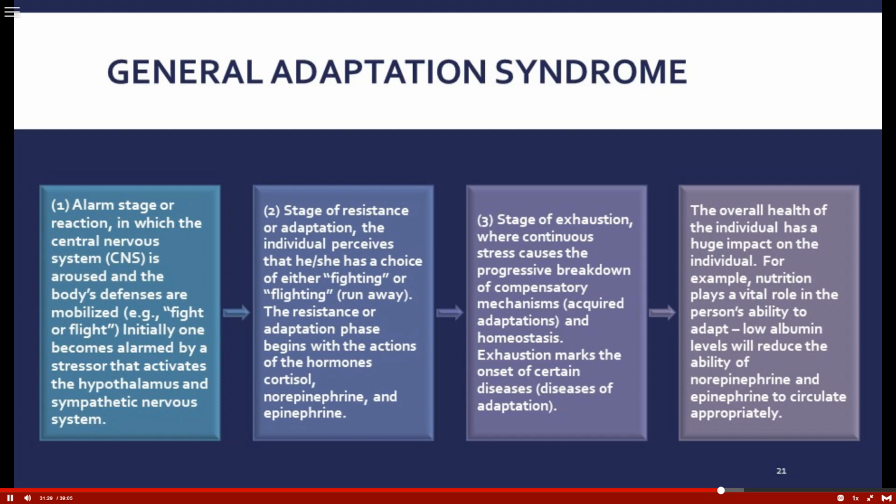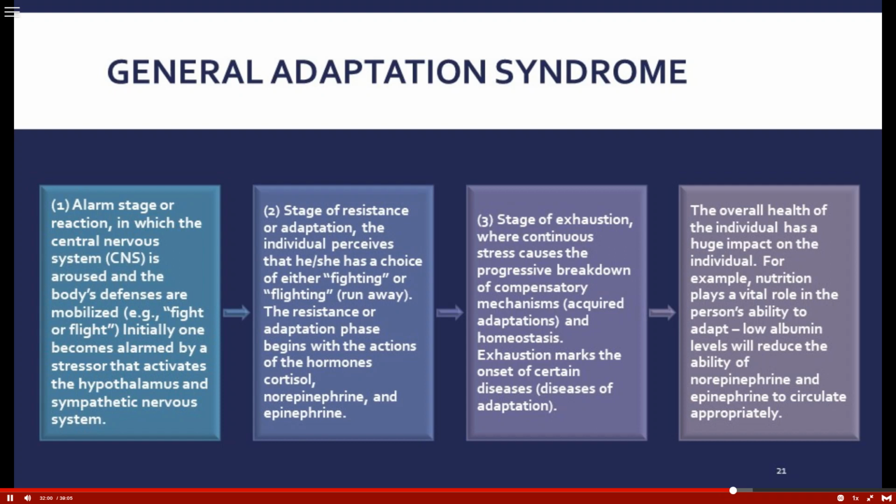But when people are under undue stress for a long period of time, that's why we want to teach our patients as well as ourselves to care for yourself. Find those coping mechanisms, take that time out, whatever it takes. Because what ends up happening is when that's continuous stress, it's going to break down some of those compensatory mechanisms that we call homeostasis. Homeostasis is very important, right? So exhaustion marks the onset of some of those diseases.